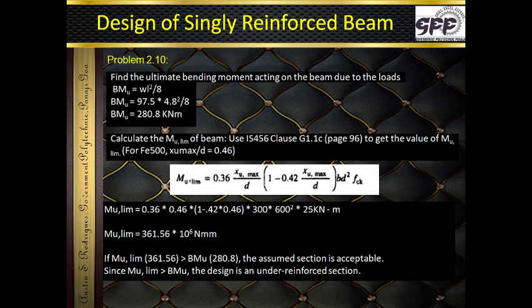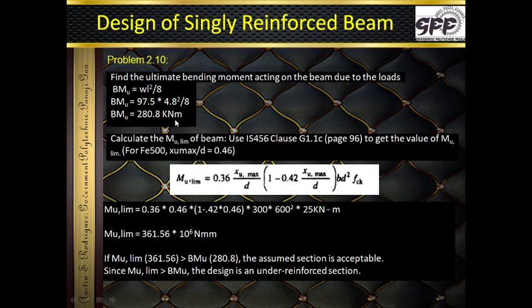Please note over here we are not finding the service or the normal working bending moment. We are directly finding the ultimate bending moment, BMU, because ultimate load has been given already. When the ultimate load has been given, the bending moment will be ultimate bending moment. The ultimate load already has the load factor applied to it. So we are finding ultimate bending moment as WL squared by 8, because it's a simply supported beam with a UDL. So BMU will be equal to 97.5 into 4.8 squared by 8. So BMU is equal to 280.8 kilonewton meter.